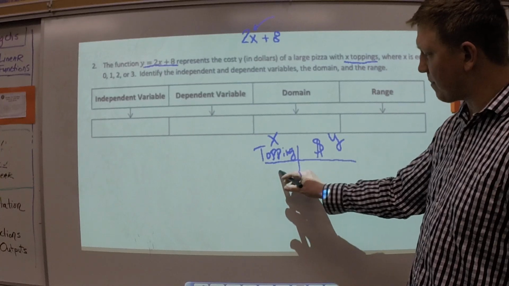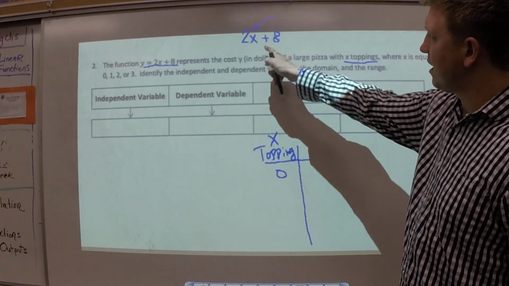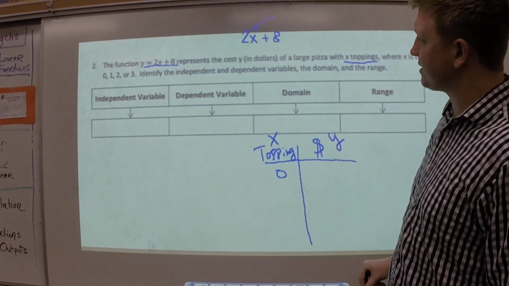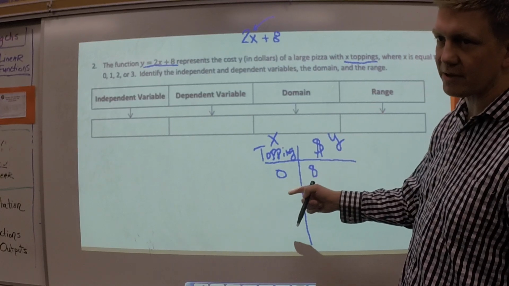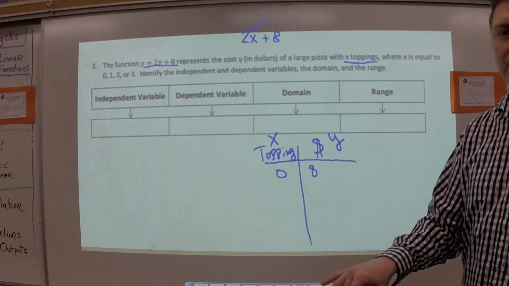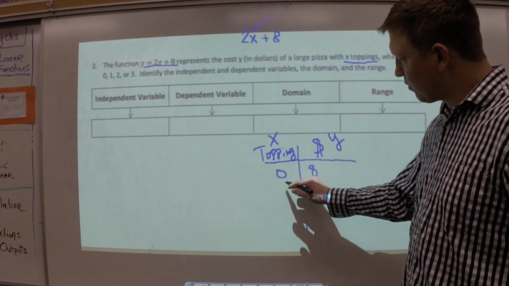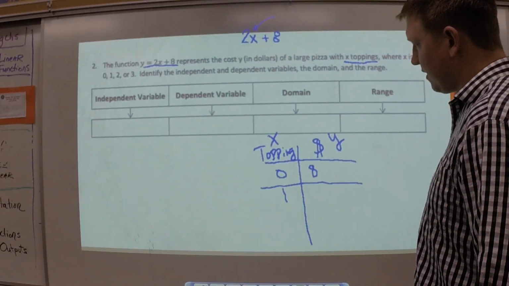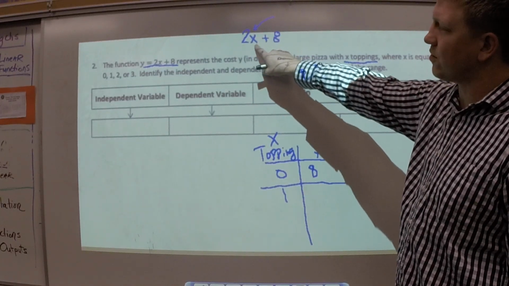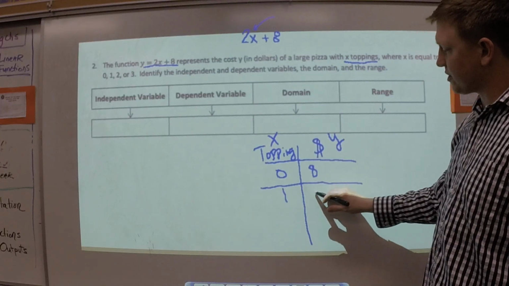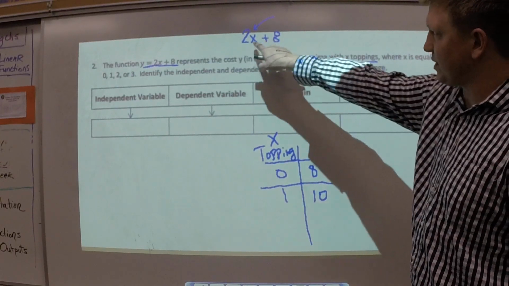All right, and so if I put in 0 toppings, what happens? I put it in right there, 2 times 0 is 0, and I get an 8. It's going to cost me $8 for 0 toppings. I guess that's a plain old pizza with nothing on it, right? What if you're going to put 1 topping in? If I do 1 topping, it's going to be $2 additional. So $2 additional would be 10. So it's 8 plus 2.